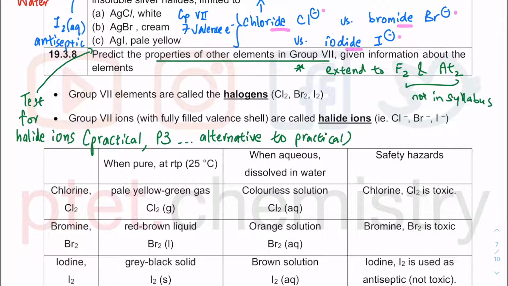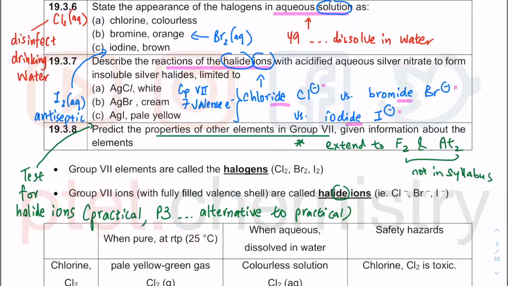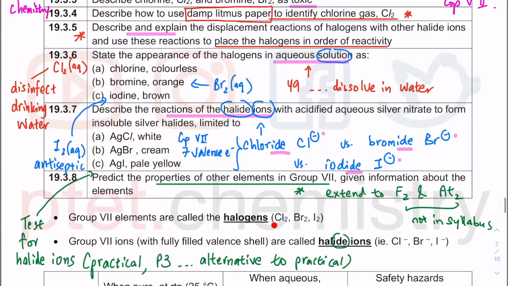Moving on to the actual contents. So group 7 elements have a special name, you call them halogens. These are group 7 elements. Halide ions, as I mentioned, are the ones with the -IDE: chloride, bromide, iodide. I did spell them before, so I don't want to spell them again. These are the ions. These are the halogens: chlorine, bromine, iodine.